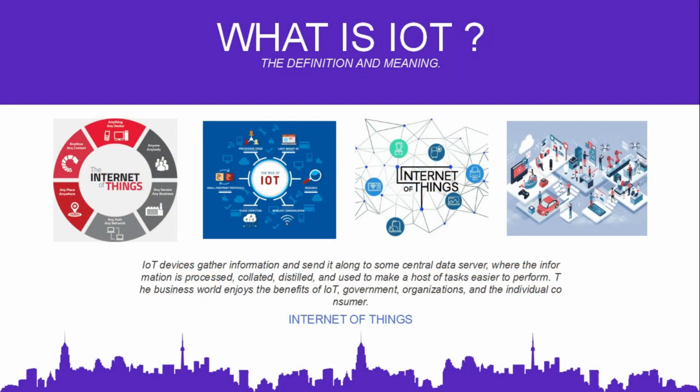There are many definitions about IoT, but I will be going very straightforward: IoT is a network of internet-linked devices. Meaning there are devices connected to the internet, vehicles and appliances that can collect and share data without the need of human interaction. That's it. This is the simple definition. And IoT devices gather information and send it along to some central data server where the information is processed, collected, distilled and used to make a host of tasks easier to perform. The business world enjoys benefits of IoT, like governments, organizations and individual consumers.